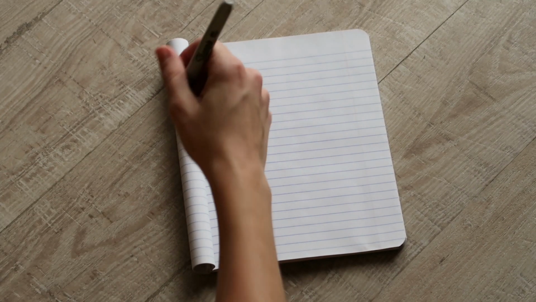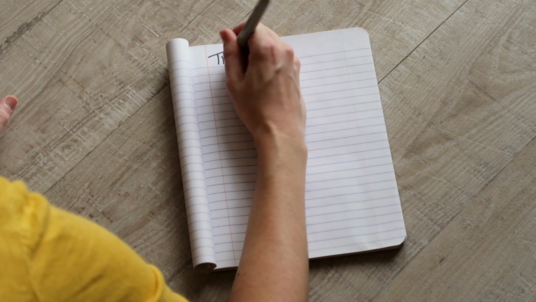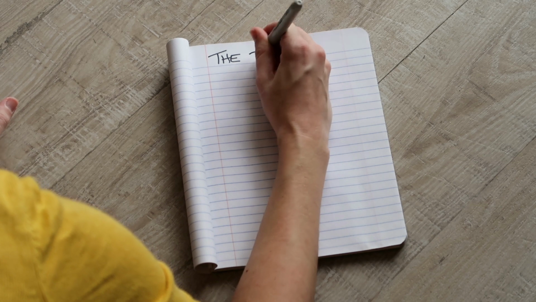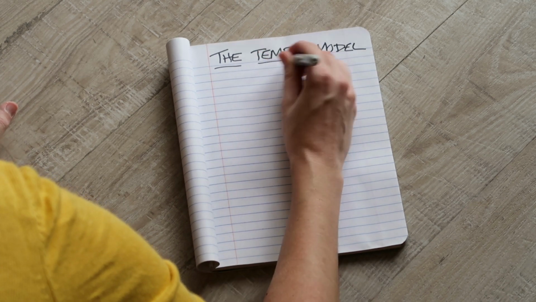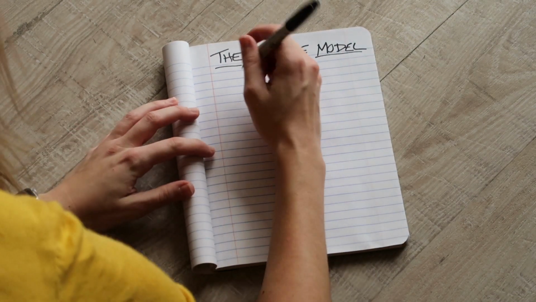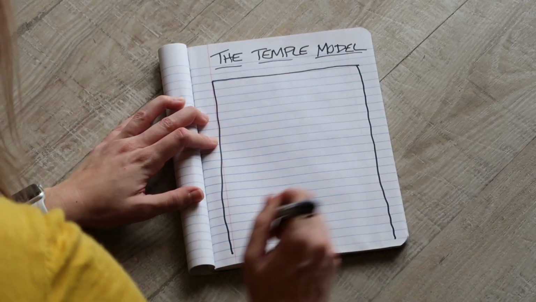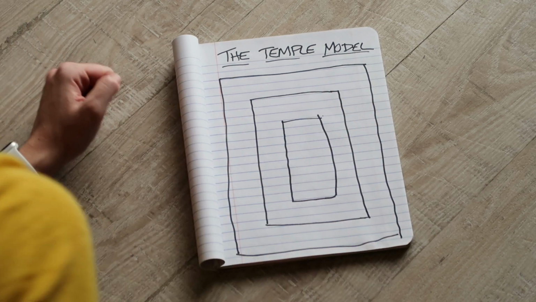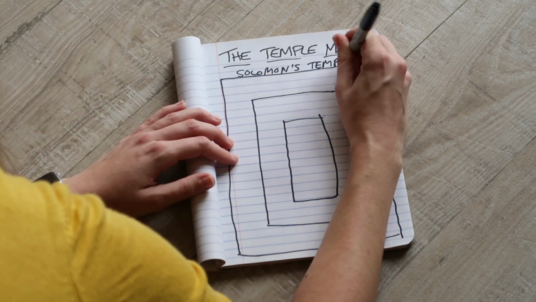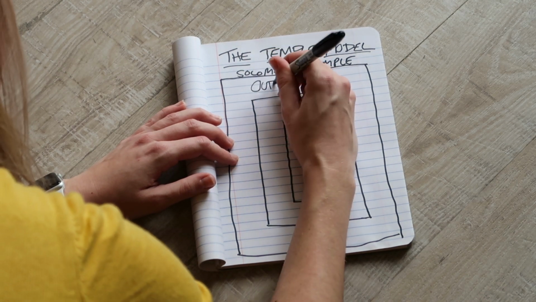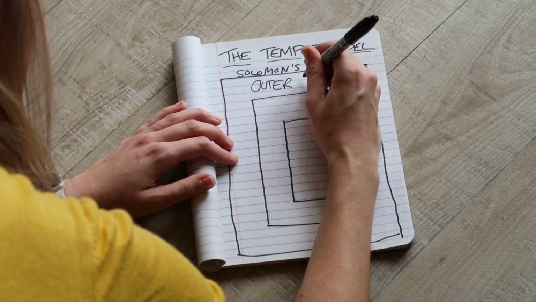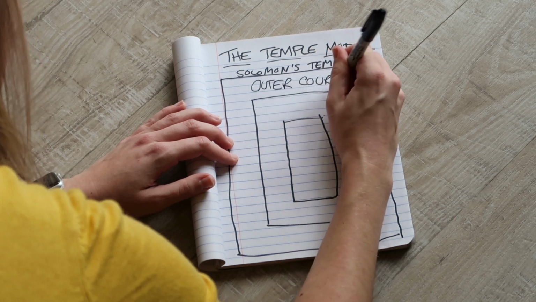So guys, in order to understand the temple model, I'm gonna draw for you what Solomon's temple actually looked like so you can see the 4 main parts of it that we base this structure of worship off of. So basically there were 4 main parts to Solomon's temple. The first part was called the outer courts. Pretty self-explanatory. It's the outermost part of the temple. It's the first part that you would enter.